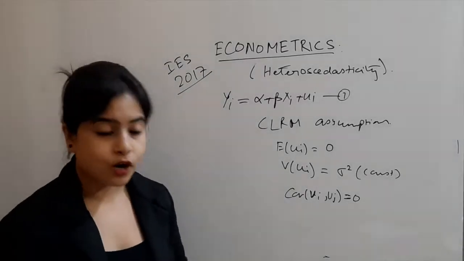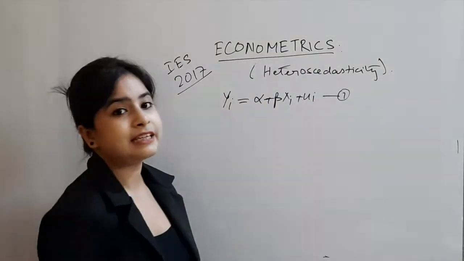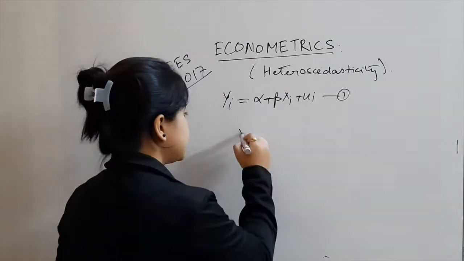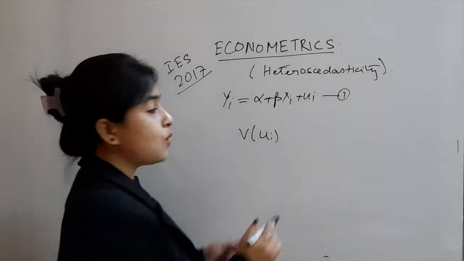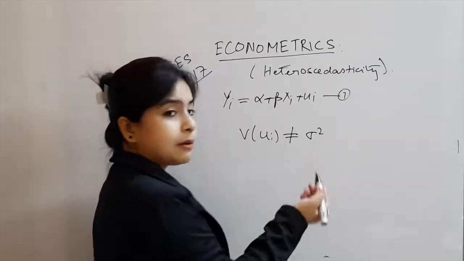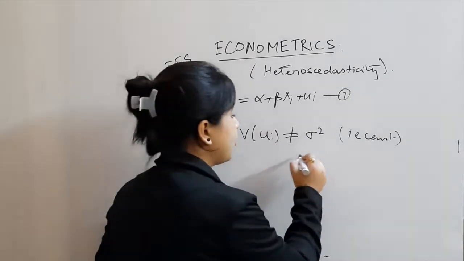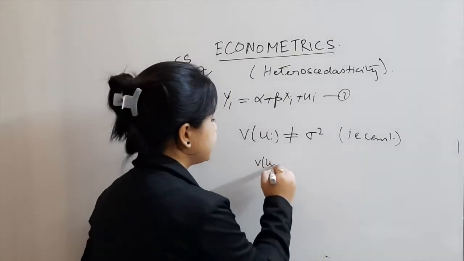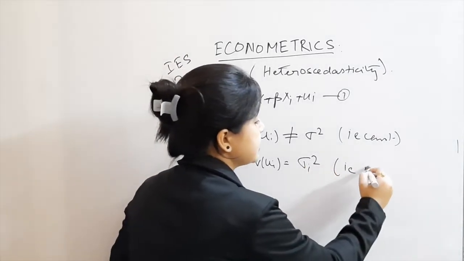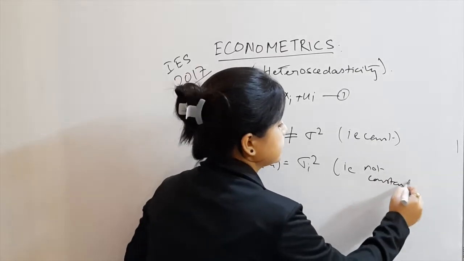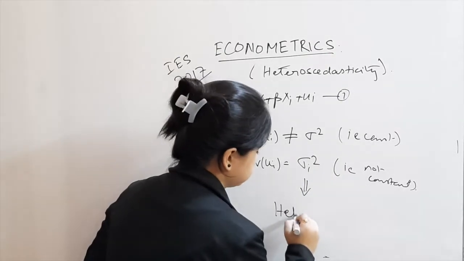Okay, so moving on to the definition of heteroscedasticity. We can write it that when the assumption of variance of the error term, that is variance of ui, is no more equal to sigma square, that is constant, we have a problem of heteroscedasticity. So what will be the variance of ui then? It can be sigma i square, that is, it is no more constant. This says the problem of heteroscedasticity.